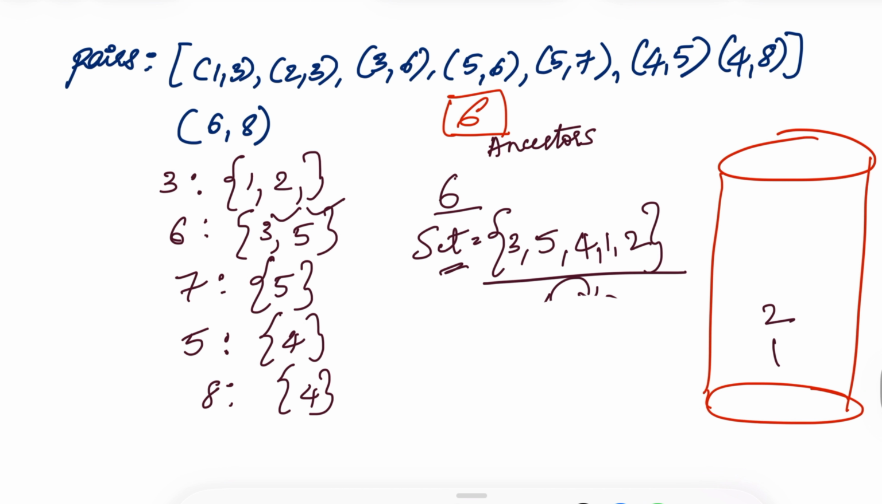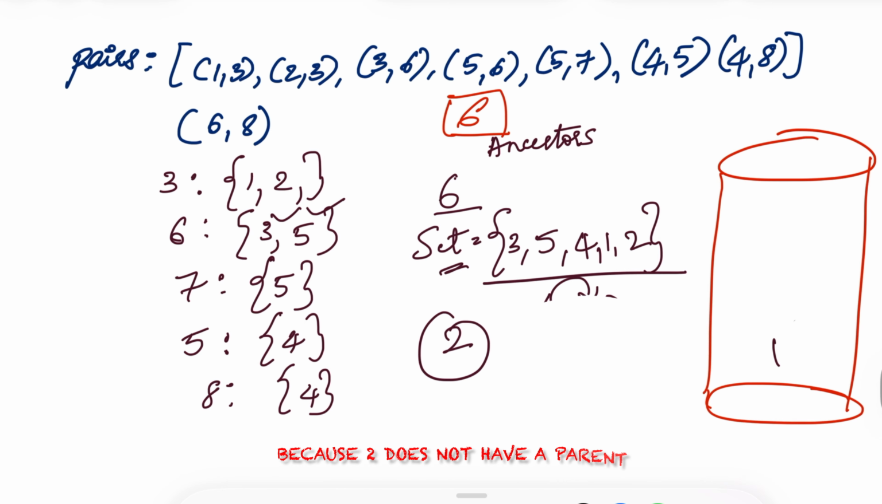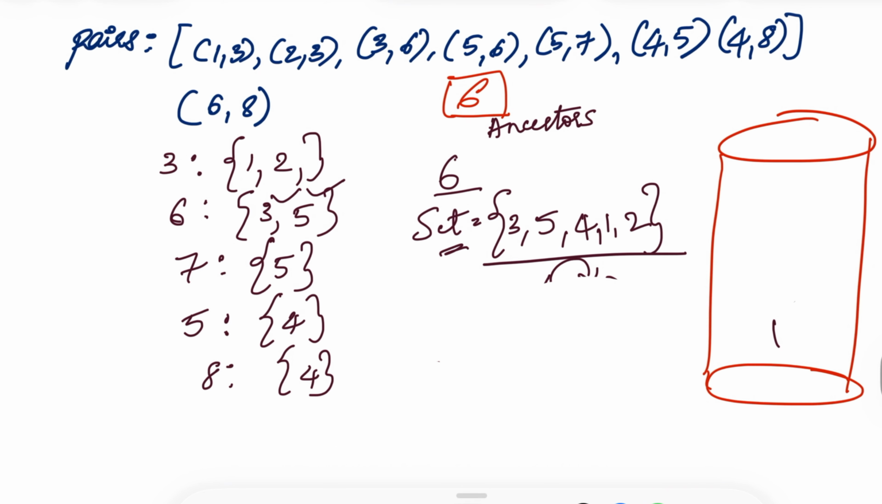So now we pop the top of the stack. So it will be 2 now. Is 2 in the map? No. So we skip this iteration. So now we pop 1 from the stack. Is 1 in the map? No. So we skip the iteration. And now we see that the stack is empty. So we will stop our iteration and we have got all the ancestors for the node 6.